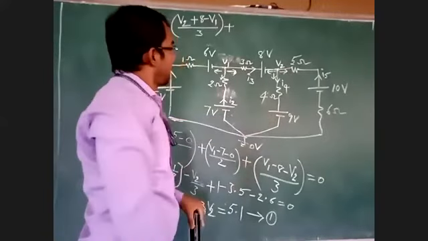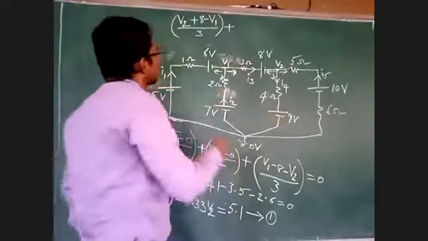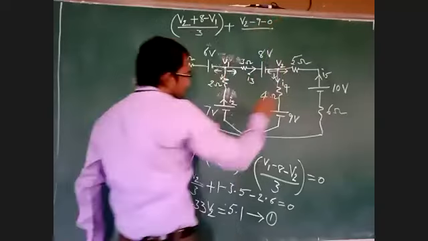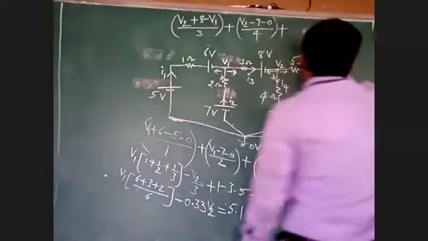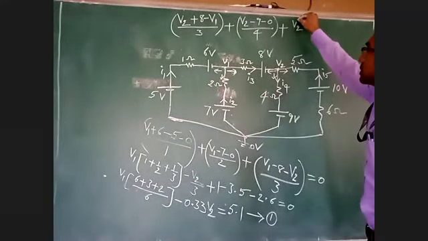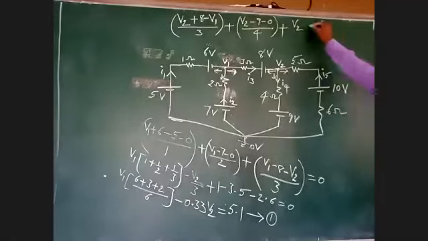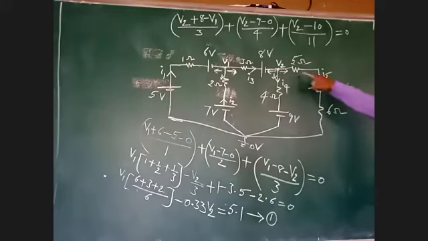Now come to the second arrow. V2, what is this? V2 minus 9, minus 0, divided by 4. Then V2 minus 10, divided by 5 plus 6. 6 and 5 are there in this branch, 6 plus 5 is 11 resistance.